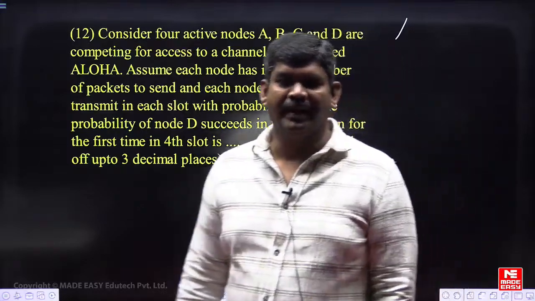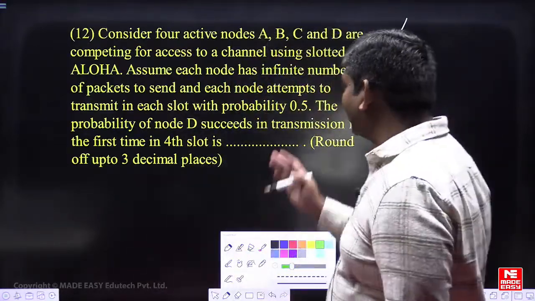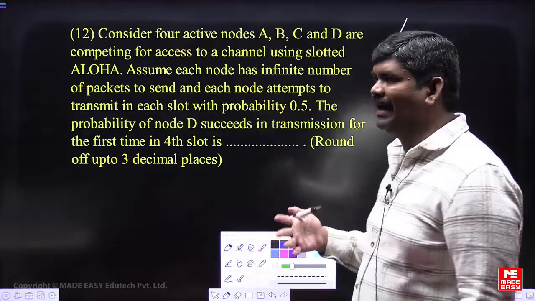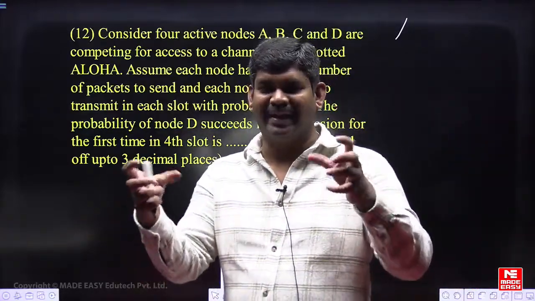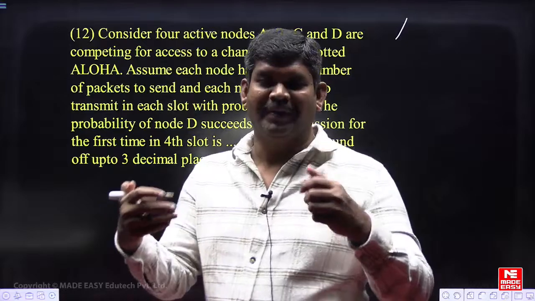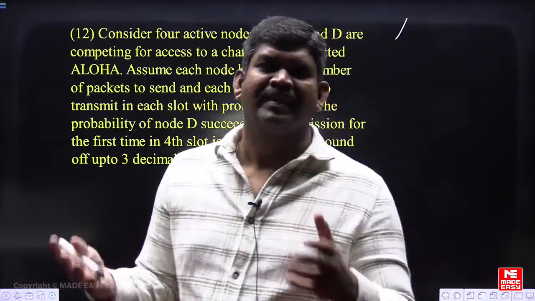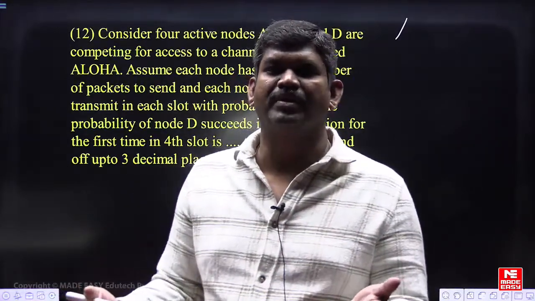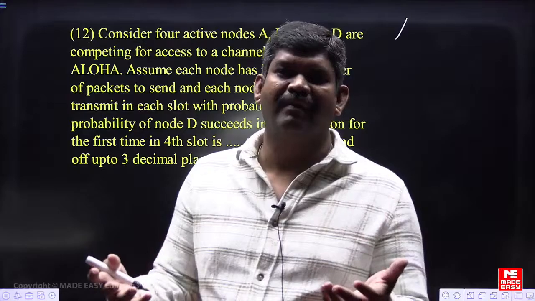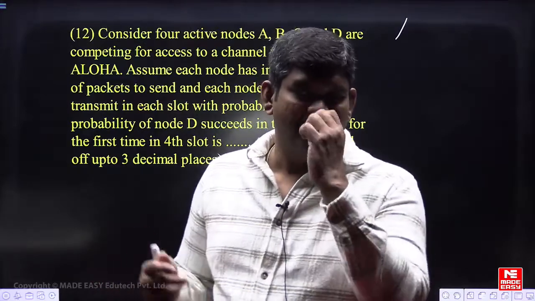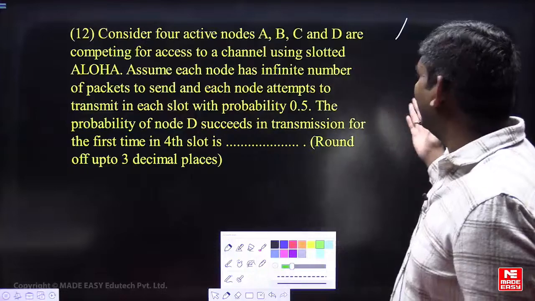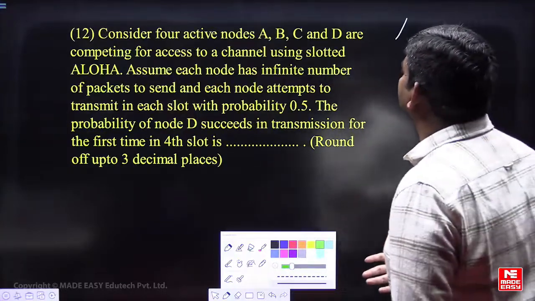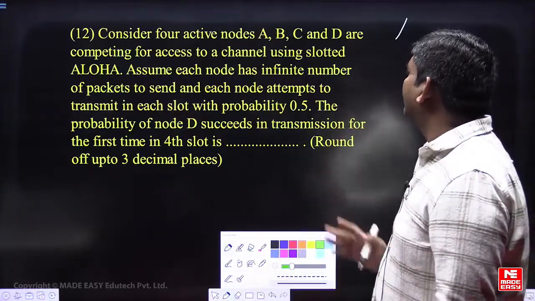So I am going to give the hints for this problem. Let us see here. Consider 4 active nodes. Active nodes means what? It's not necessary that the stations which are connected in the shared channel have to transmit 100%. Some may be passive nodes also. Active means they will have data, then you can call them active nodes or active computers. A, B, C and D are competing to access a channel using slotted Aloha.